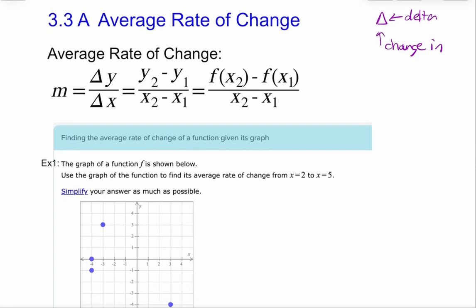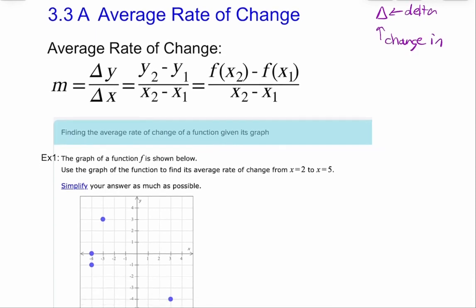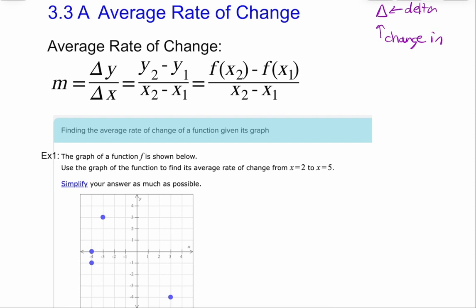So let's look at our first example. In this first example here, it says find the average rate of change of a function given its graph. So we want to use the graph of the function to find its average rate of change from 2 to 5. So we're just going to look at an x value of 2. They don't even have values of 2 and 5 on my graph. So we're going to put some on there.